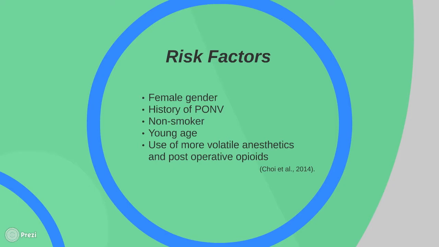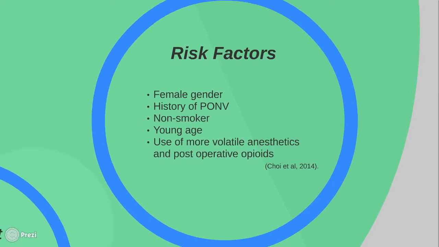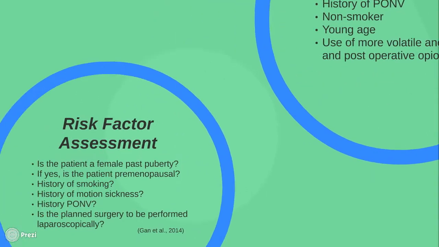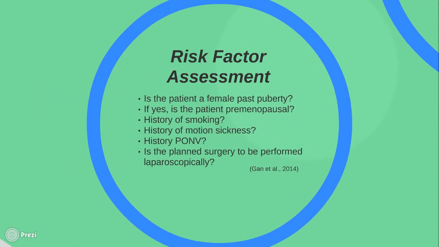Currently, in the perioperative stages of patient care, nurses are required to use a risk assessment tool for post-operative nausea and vomiting. This assessment includes questions such as, is the patient a female past puberty? If yes, is the patient premenopausal? Does the patient have a history of smoking, a history of motion sickness, a history of post-operative nausea and vomiting? And is the surgery planned to be performed laparoscopically?